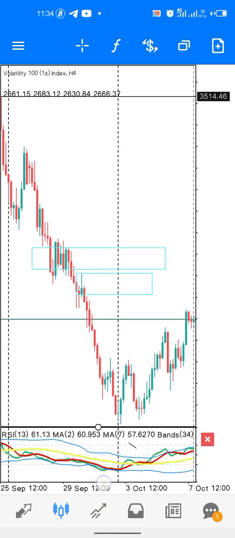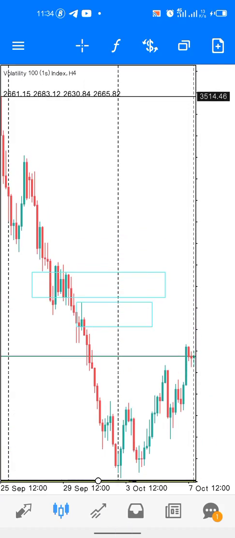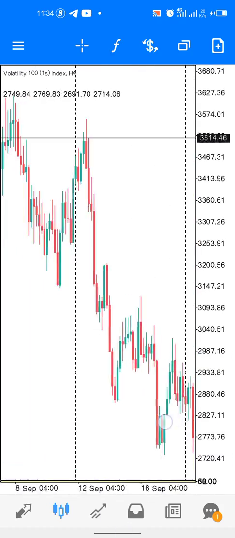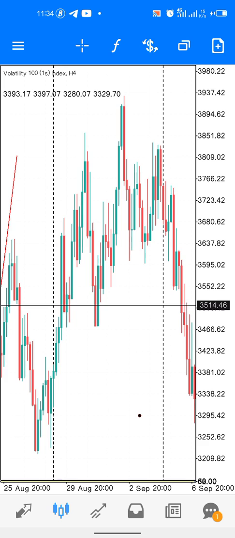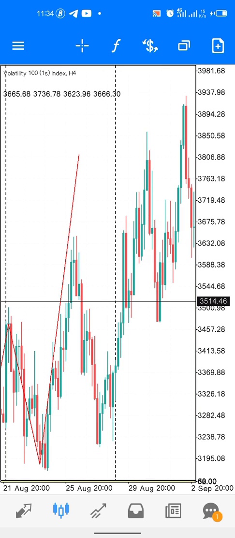I'm going to basically explain the concepts of order blocks using VIX 100 1S. Okay, so now let us take a view of what is happening.